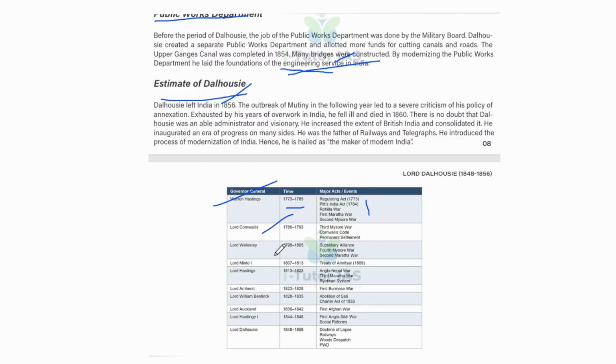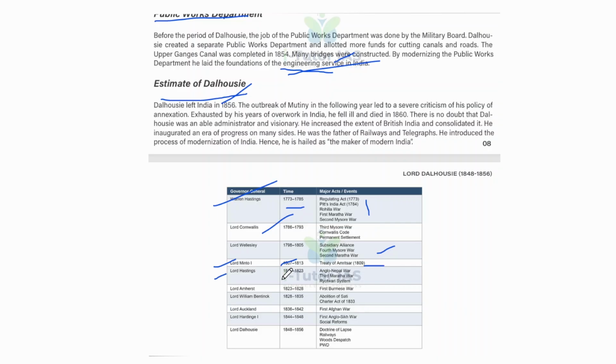And Lord Cornwallis was there, 1786 to 1793. Third Mysore War, Cornwallis Code, and Permanent Settlement are the major acts of Lord Cornwallis. And Lord Wellesley, 1798 to 1805, subsidiary alliance, Fourth Mysore War and Second Maratha War also. And Lord Minto, 1807 to 1813, Treaty of Amritsar, 1809.